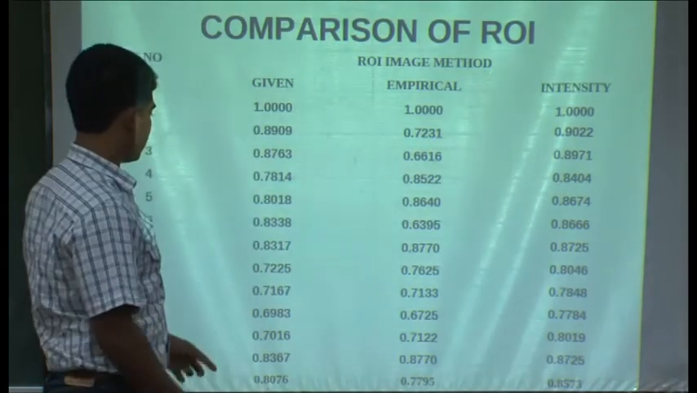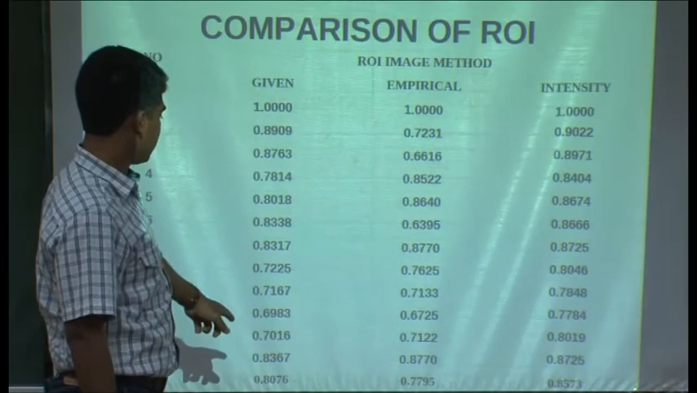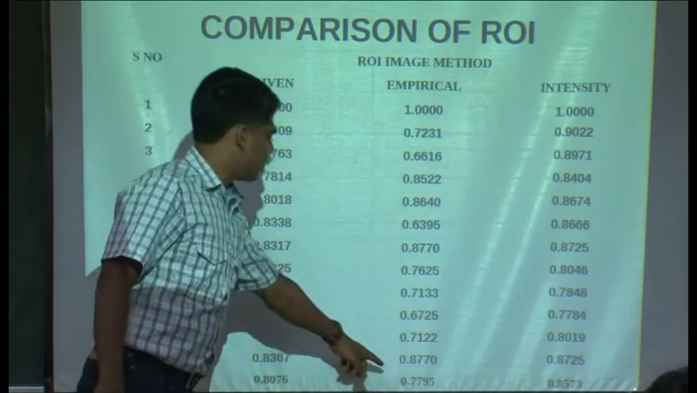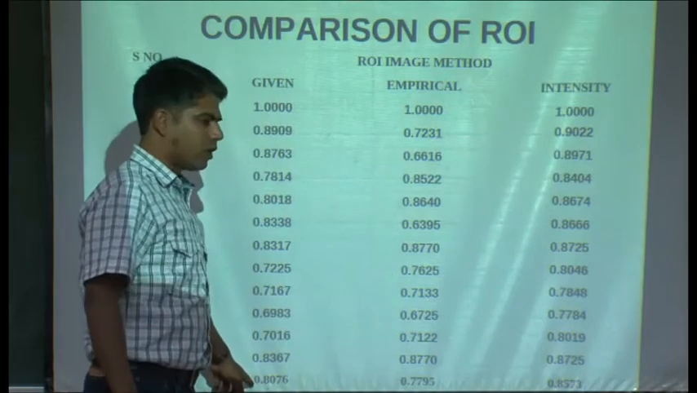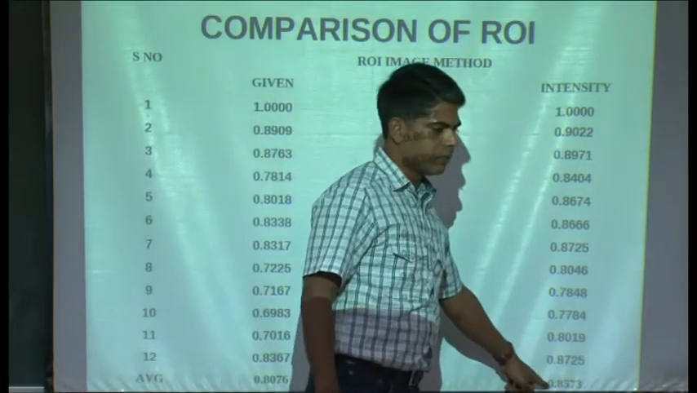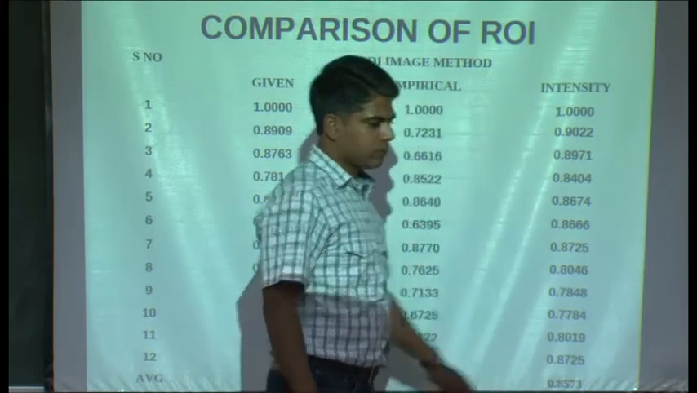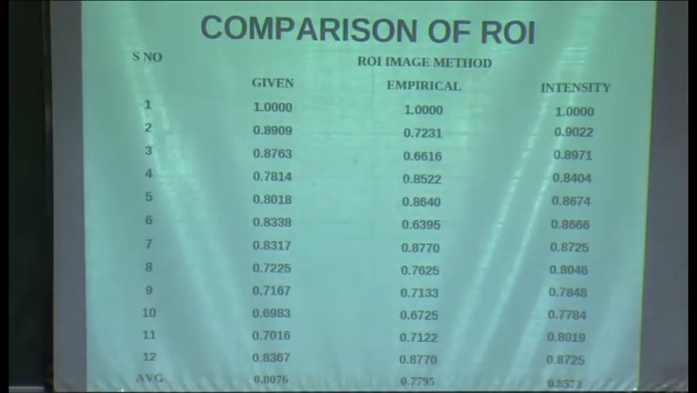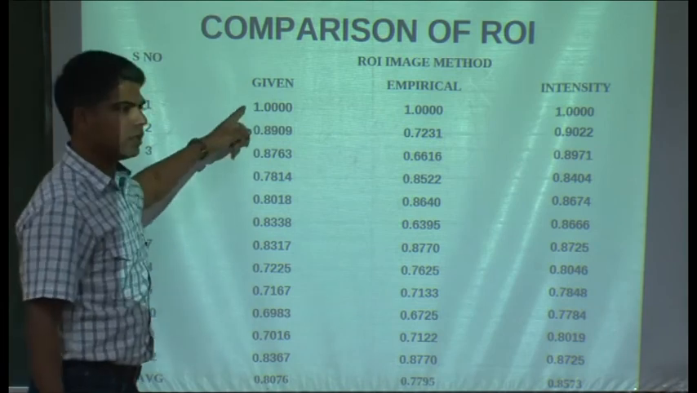So when we see the comparison, here in the first thing it appears that the empirical one is not as good as the one which we already got, but definitely the one which I had proposed, the intensity method, is better. That one is the given cropped ROI. This is a cropped ROI.